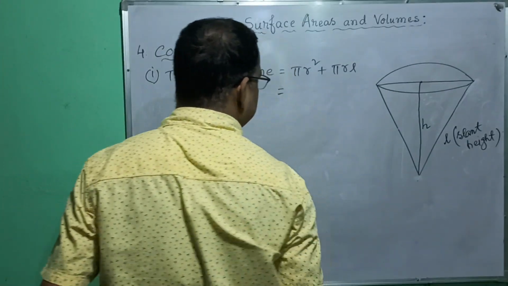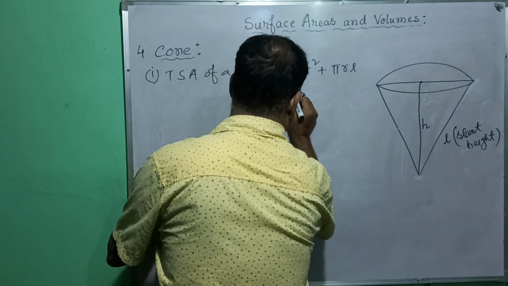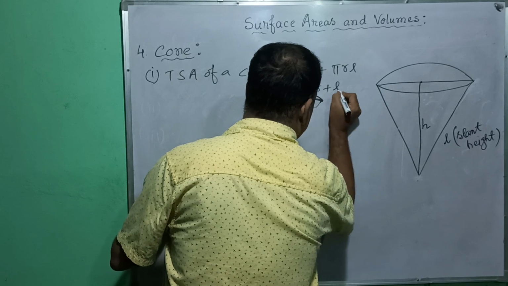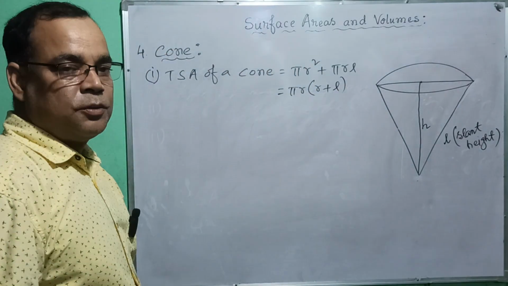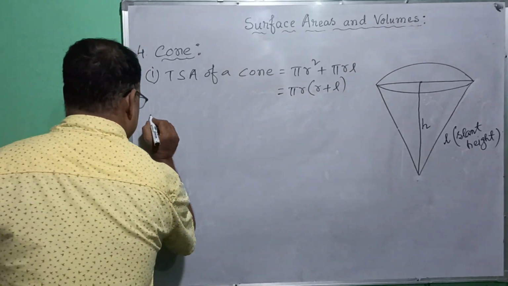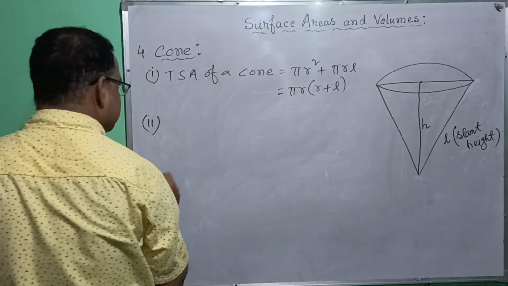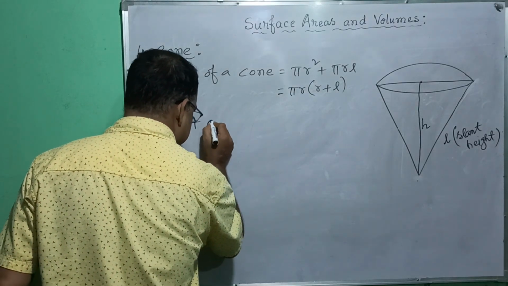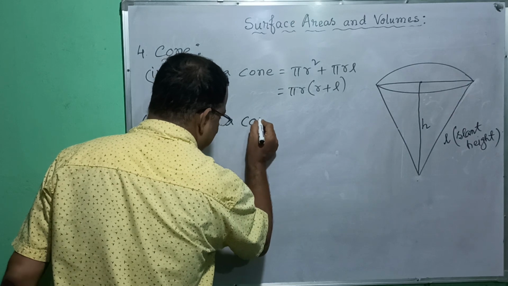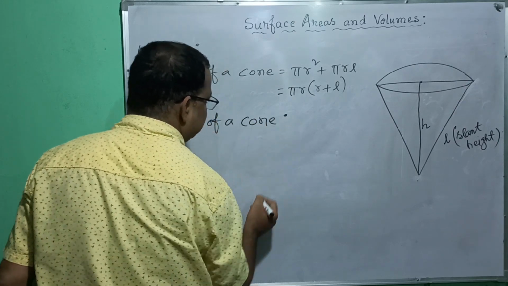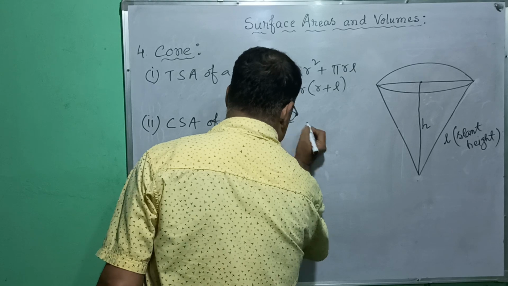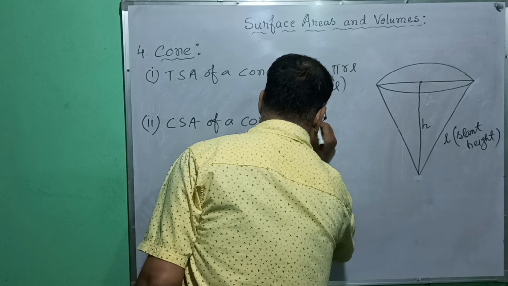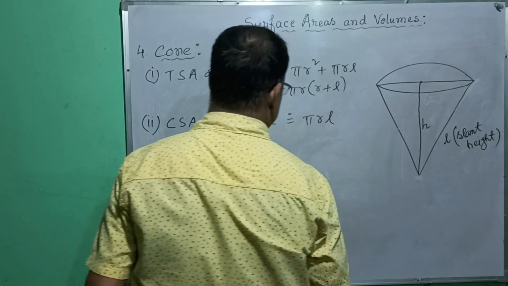If we take common, you can see pi r is common. So we'll take pi r common, so here will be r plus l. This is the formula of the total surface area of a cone. Now number 2, the curved surface area, CSA of a cone. We already found it. The curved surface area of a cone is pi r l. Just write pi r l.